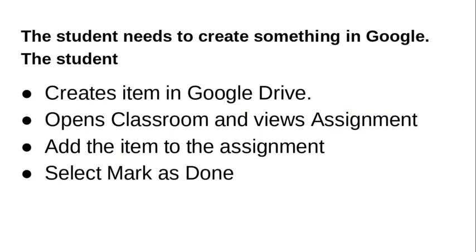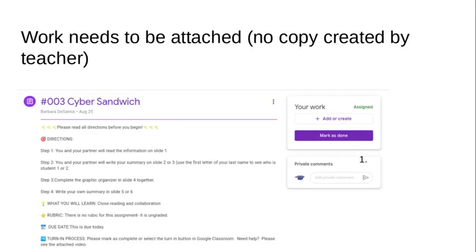Let's look at a second case. This is where the student needs to create something in Google. A file, a doc, slides, a drawing, whatever the teacher has requested. So what the student will do is create an item from their Google Drive, whatever it is, a slide or a document. They'll open Classroom and view the assignment. They'll add that item that they made in the drive to the assignment and then select mark as done. So let's see what one of those looks like.